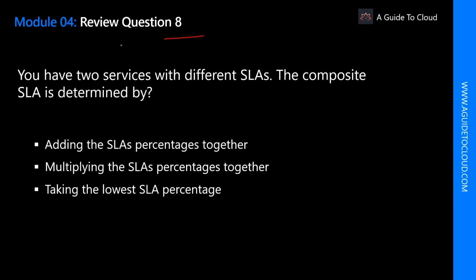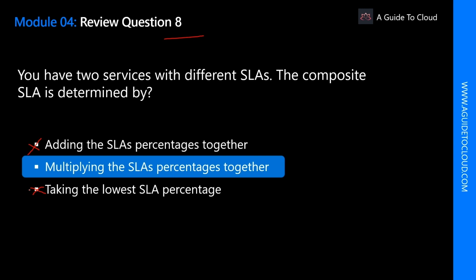So you have two services with different SLAs. The composite SLA is determined by, so is it determined by adding the SLA percentages together? No. Is it by taking the lowest SLA percentage? Definitely not. So the correct answer is the second option, which is multiply the SLAs together. So to determine a composite SLA, you multiply the individual SLAs together.